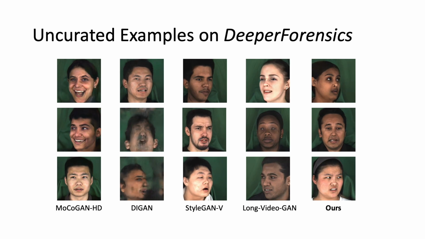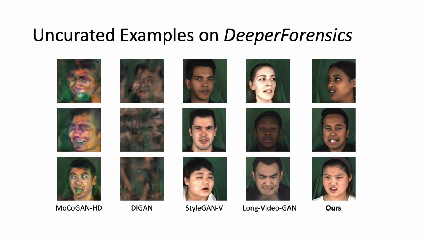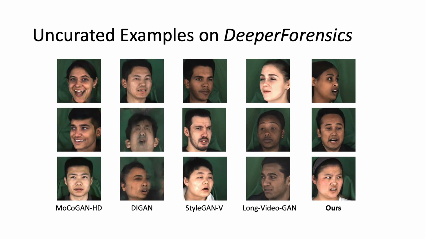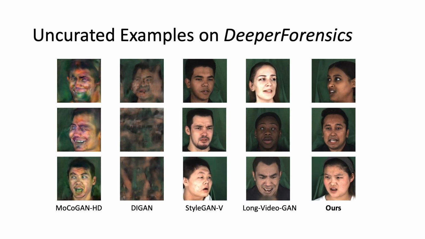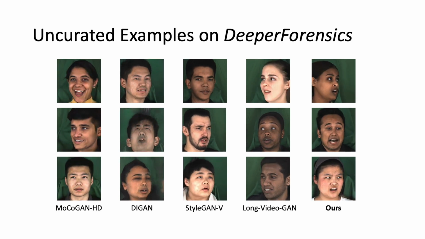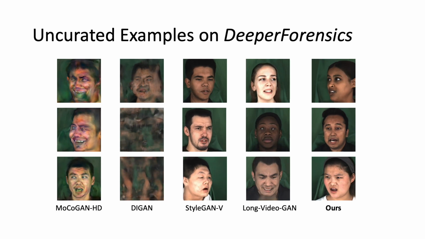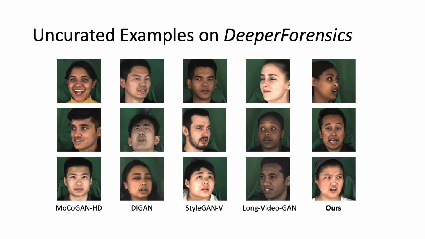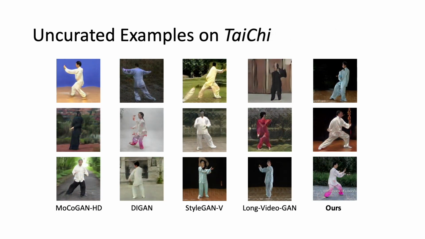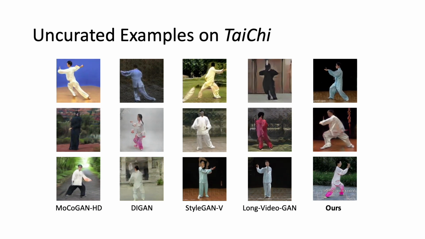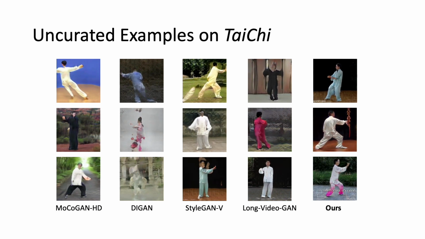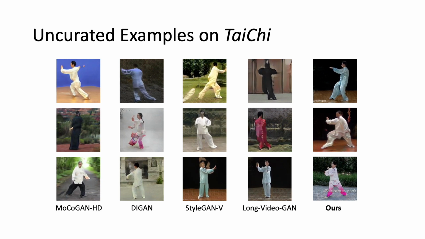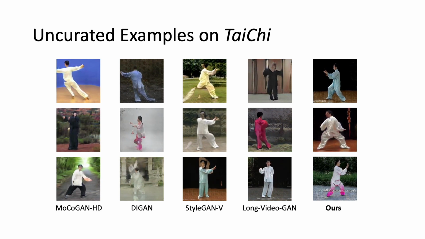Here we show the qualitative results of our model and the baselines on the DeeperForensics dataset. Our method demonstrates superior identity preservation on human face videos. The baselines either suffer from motion collapse or identity switching. Here come the results on the Taichi dataset. Our model generates videos with long-term content consistency and lasting motion semantics.